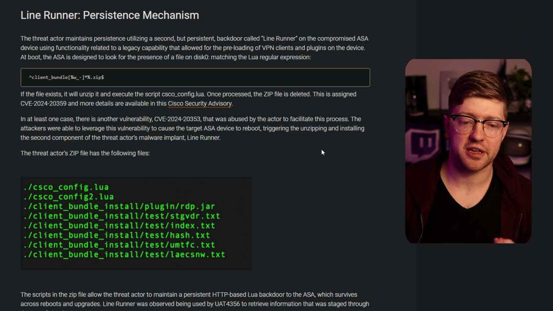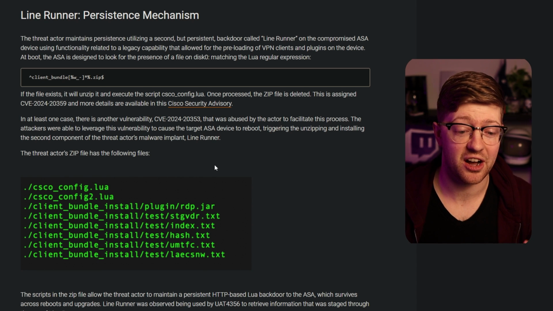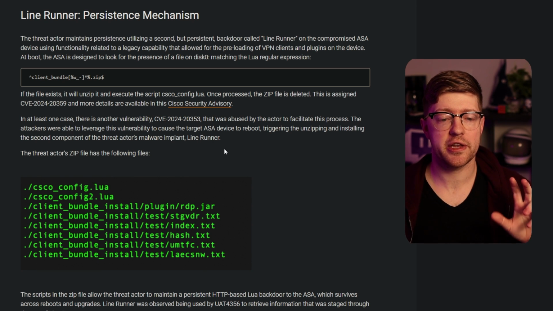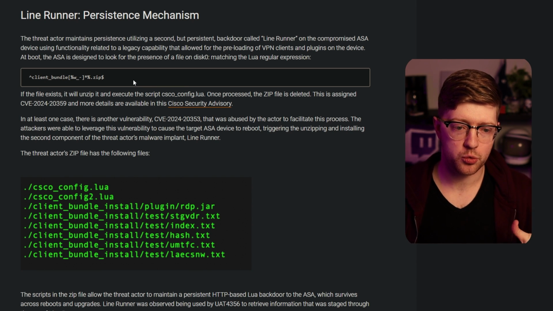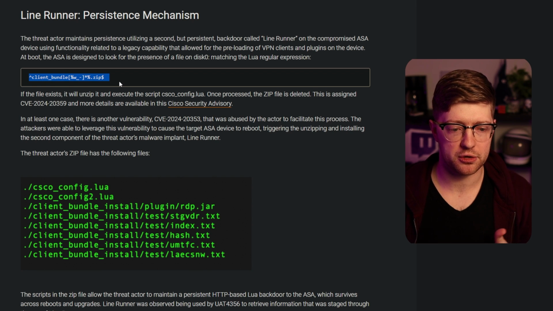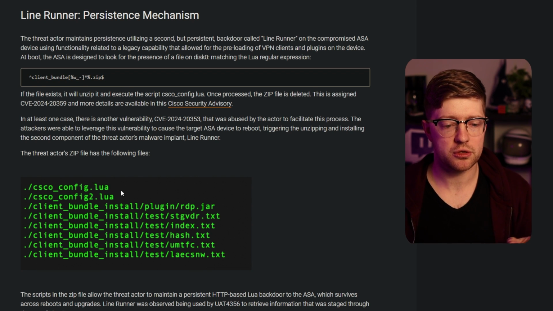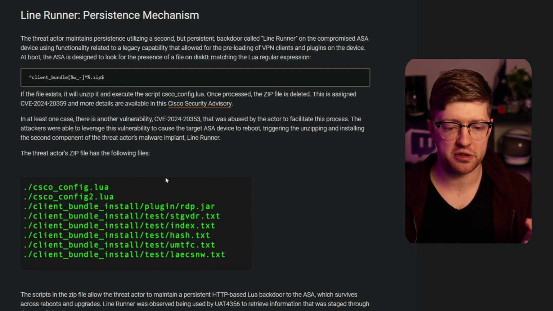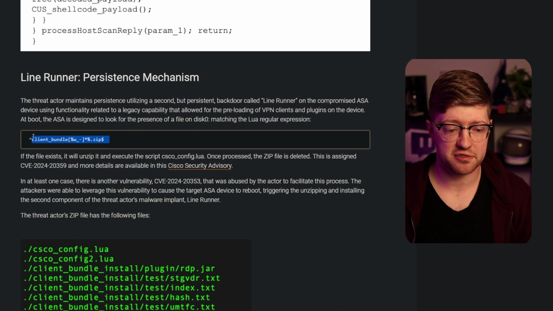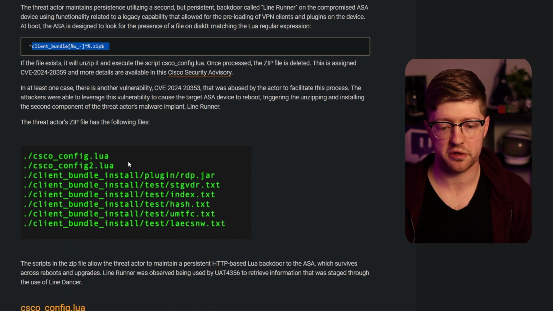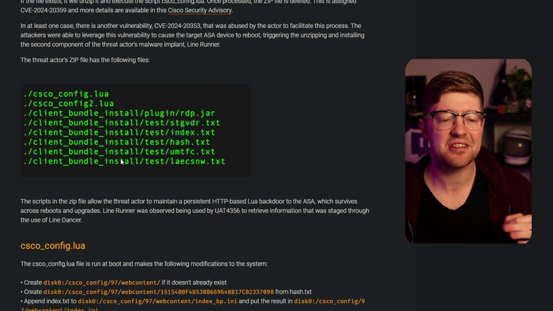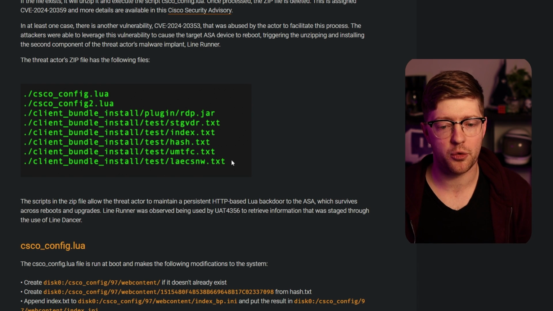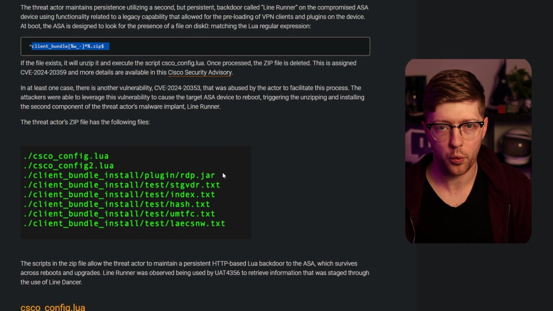Now, what's even more interesting is the way that this backdoor persists on the device. Basically, they're taking advantage of an old vulnerability in Cisco ASAs. When the Cisco device goes to reboot, it looks for this bundle called clientbundle.zip. It'll take that client bundle and run the ciscoconfig.lua script inside of it before it actually reboots. Because the Cisco ASA looks for this file and will always run the ciscoconfig.lua script, they're able to put their malicious code back onto the system even though it's rebooting. This is an in-memory implant, sort of, but the way that it persists does have to go to disk, otherwise there's no way for it to maintain itself.